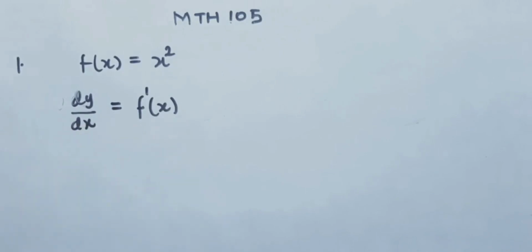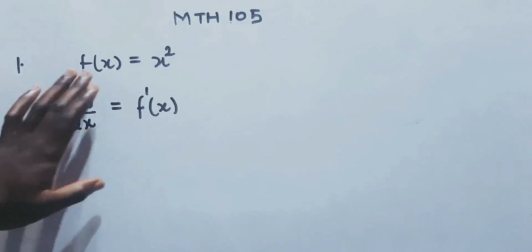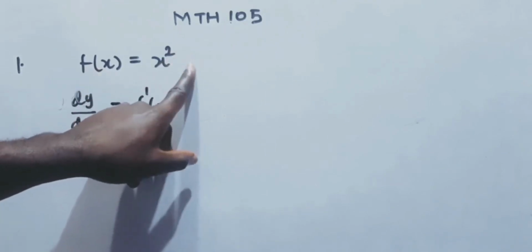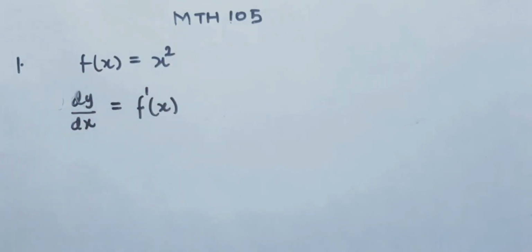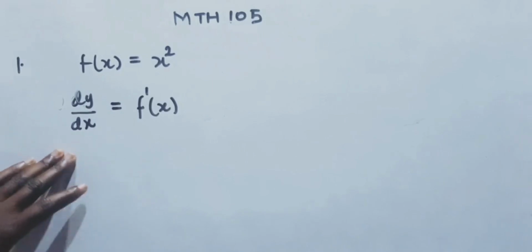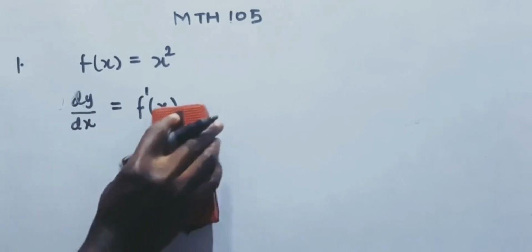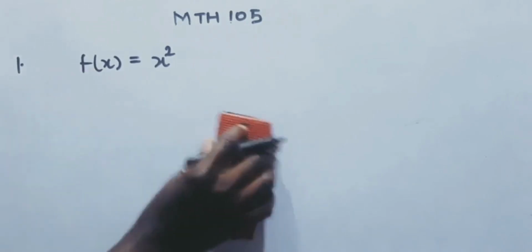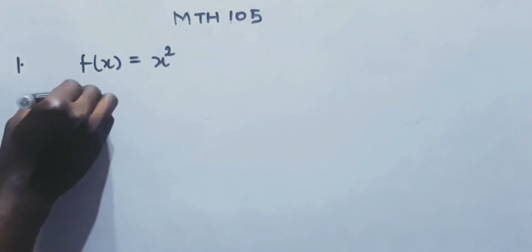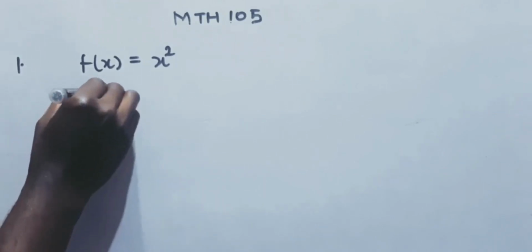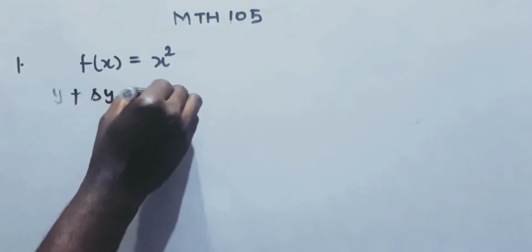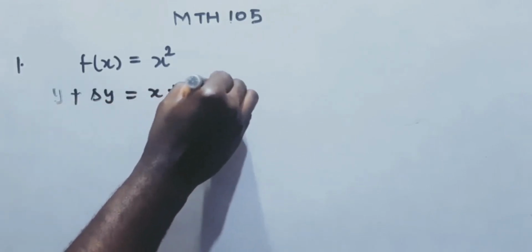All right. So with that being said, this is a function of x being equal to x squared. So using my first principle, how do I look for my dy dx? How do I look for my f prime of x? Now, the formula to look for your f prime of x or dy dx using your first principle is this: y plus change in y equals x plus change in x. So note this.